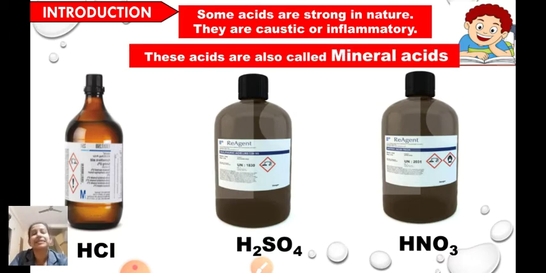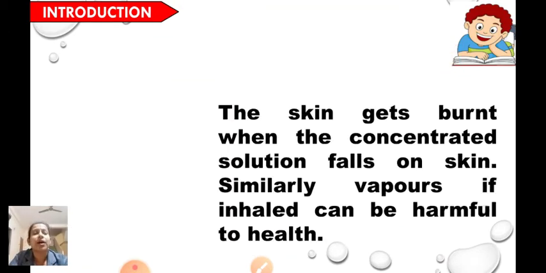So these strong acids are also called mineral acids, whereas weak acids are called what? Natural acids or carbonic acids. Weak acids are also called natural acids or carbonic acids, and strong acids are also called mineral acids. And as I have mentioned, they are highly inflammatory.